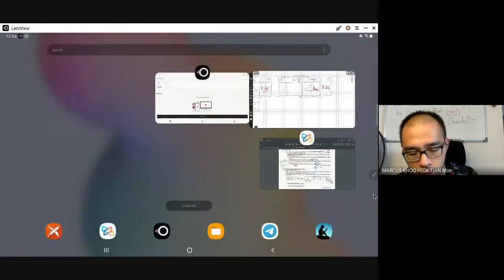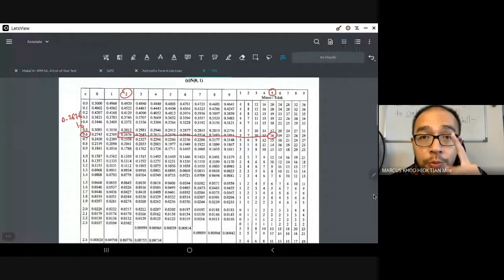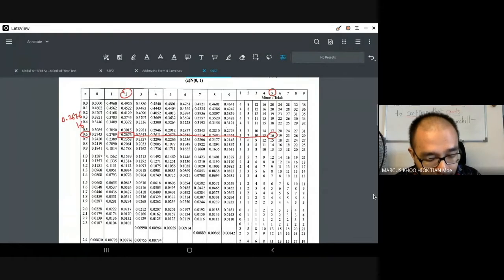We go back to our friend, the table. Okay, kita mau 0.25 probability ya, mau cari Z. Jadi, jangan membaca dari tepi. Because tepi adalah Z mau cari probability. We are now probability mau cari Z. So, kita kena start dari tengah.